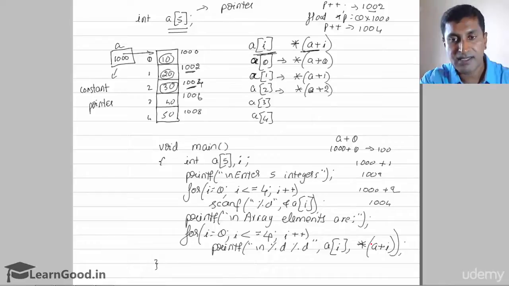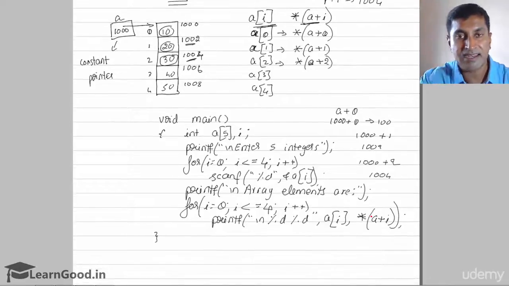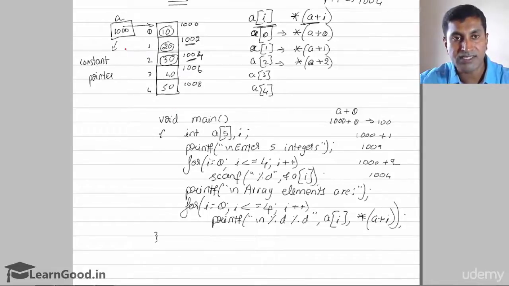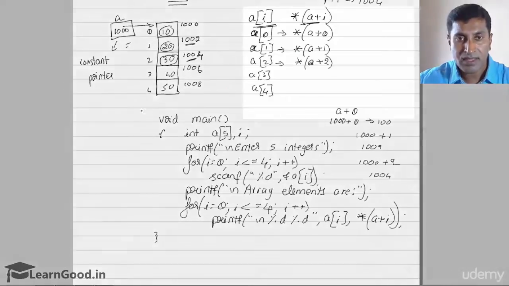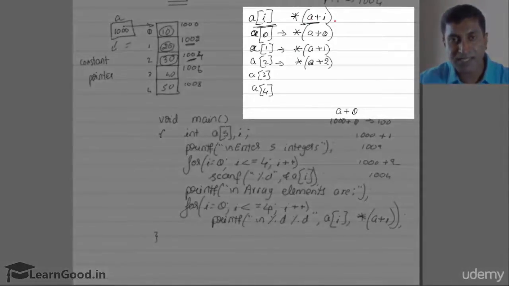So that means internally arrays are nothing but pointers. Whenever you create an array, a constant pointer gets created and it will always hold the first location address. Its value cannot be changed. Fine. Now I have given here a plus I or a plus 0.